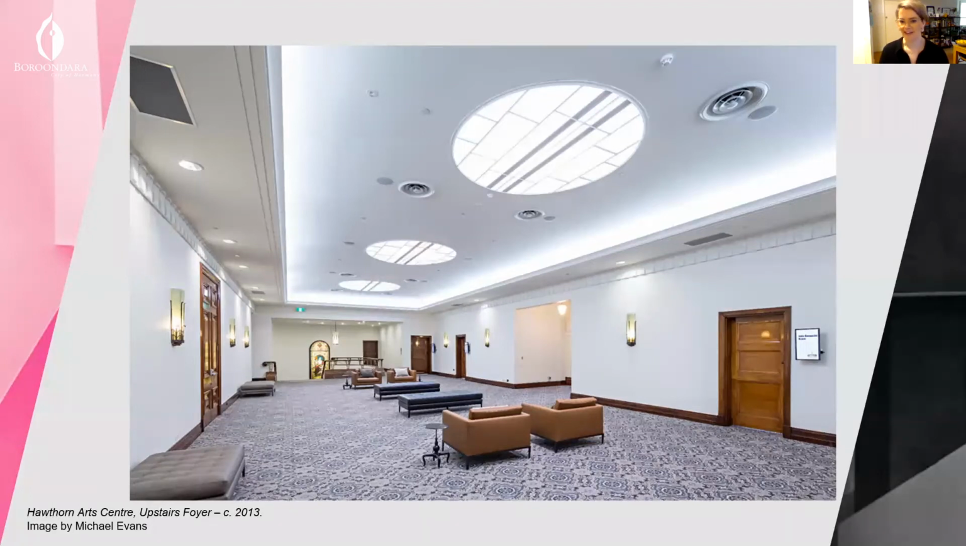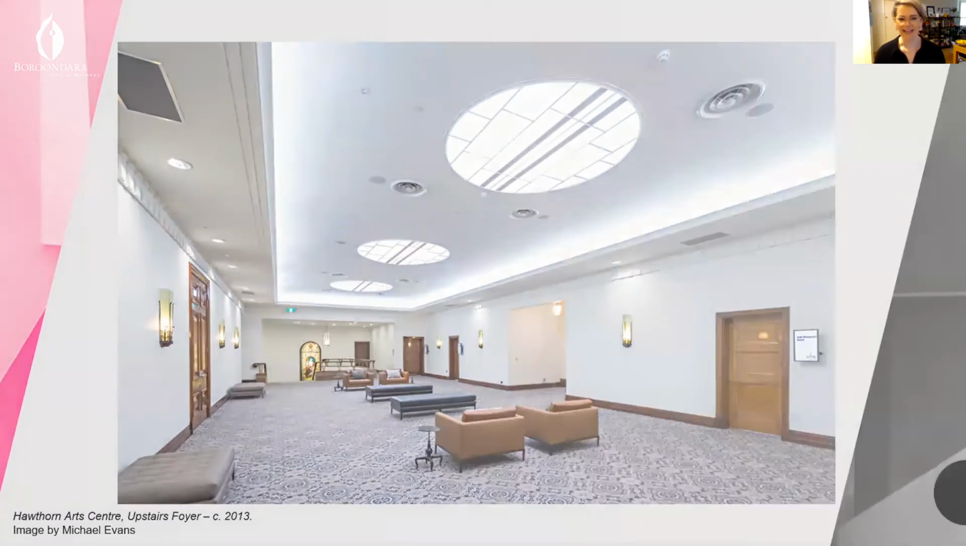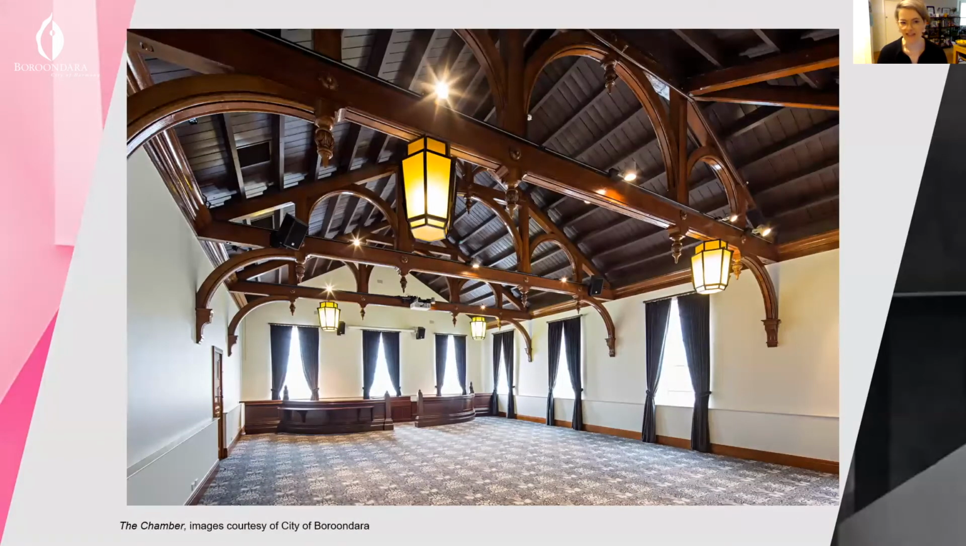And then probably one of the most curious rooms in the Hawthorn Art Centre is what we call the chamber. It wasn't originally the chamber. This was originally the courthouse. And if you can imagine when this building was originally built, this flooring wasn't there. It was actually just a very tall courthouse. And people originally complained because the voices would just be lost in the air. So when council did acquire it, they actually built a mezzanine floor to make this room into the courthouse. But this is the original truss and also the lantern style.